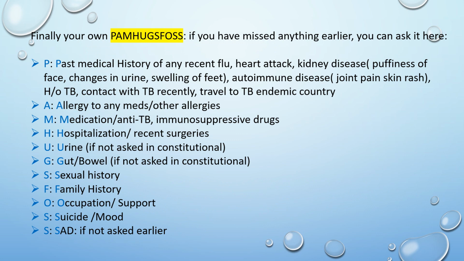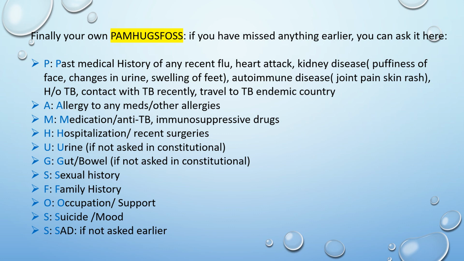Finally, you will move on to the step 3 of your history structure, which is PAM, HUGS, FOS. If you have missed anything earlier, you can definitely ask it here. So let's decode what the mnemonic PAM, HUGS, FOS stands for. P stands for past medical history. Here you can ask any recent flu, heart attack, kidney disease, autoimmune disease, tuberculosis history, if you haven't asked it earlier. A stands for allergy to any medication or any other allergies.